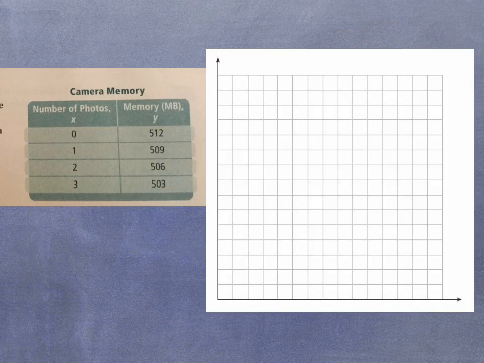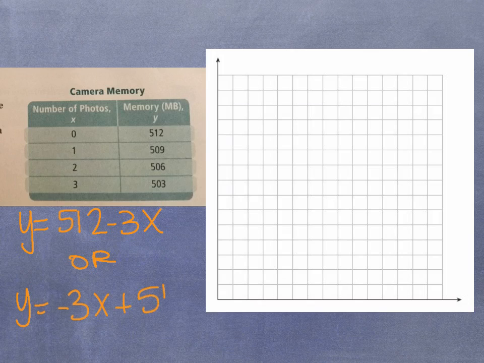Okay, good. You should have had the equation. The equation is y equals 512 minus 3x, but I like it in y equals mx plus b form. Y equals negative 3x plus 512. And it's negative 3x because I'm taking away from the memory every time. Okay? Now, we're going to graph this. This is our x, this is our y. So label them. This is going to be number of photos. This is going to be memory.